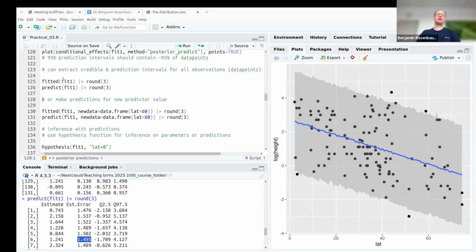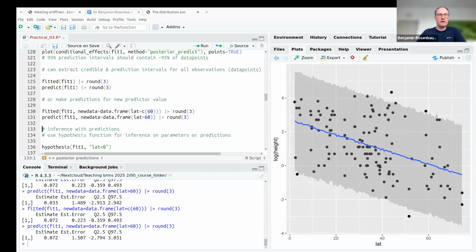So if you do not specify anything else here, it just gives you predictions for all of the data points. But let's say I want to make predictions for a certain value of the predictor. Here, for instance, what is the mean prediction at latitude equals 60? Then I can specify this. I have to hand over the variable newdata, and here I generate a data frame with just one entry, latitude equals 60.